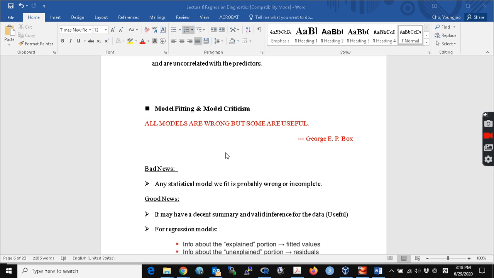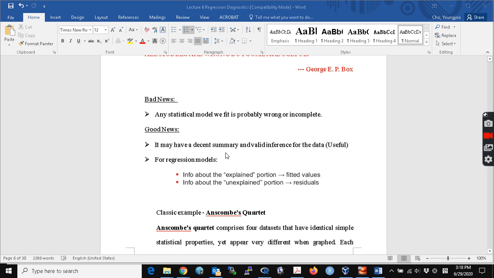So that's the issue, because we do not know the true model. I mean, in the simulation model, you can specify the true model, but in real data analysis, you don't know what the true model is. However, our model is useful because it provides a nice summary and valid inference for data.